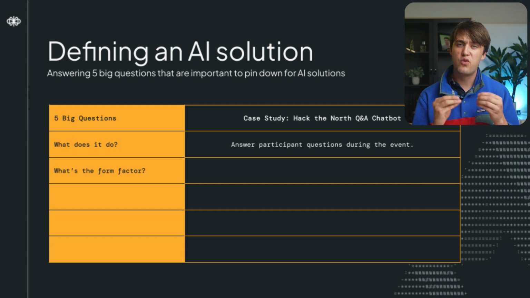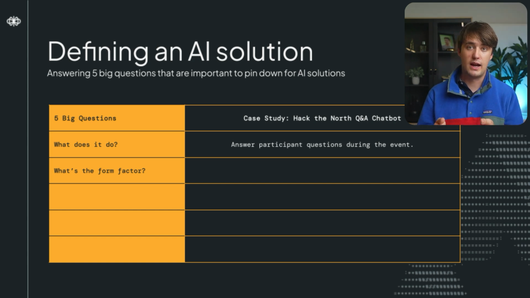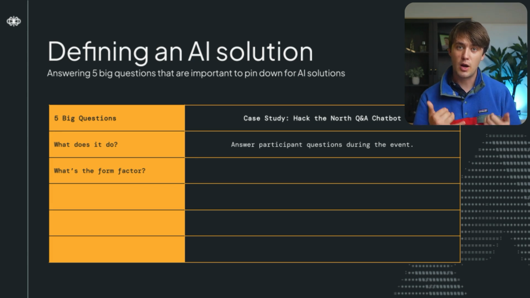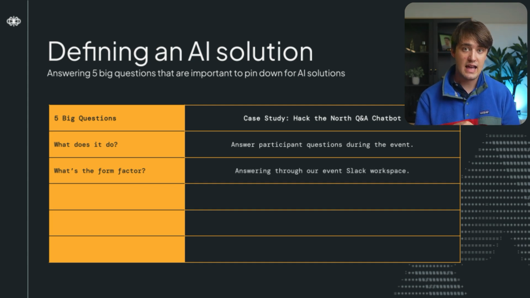Next up, what's the form factor for our AI solution? This is sort of where are we going to put it? Where do people interact with this? Could it be on a website in the bottom right-hand corner? Could it be a number that you can call on the phone and talk with automatically? In our case, we decided to use our event Slack so that there's a questions channel and it can be answering inside this questions channel in threads.